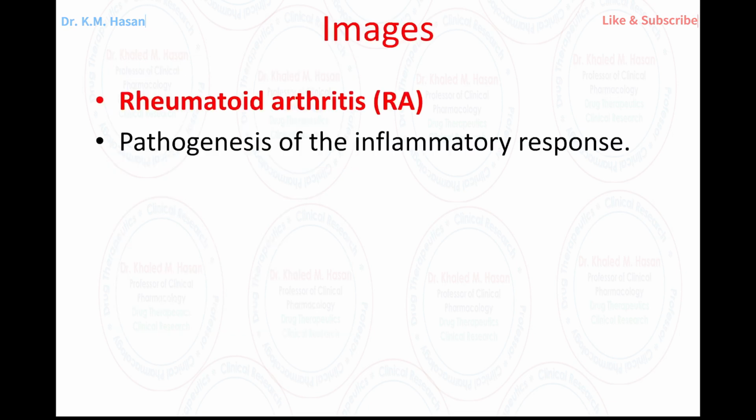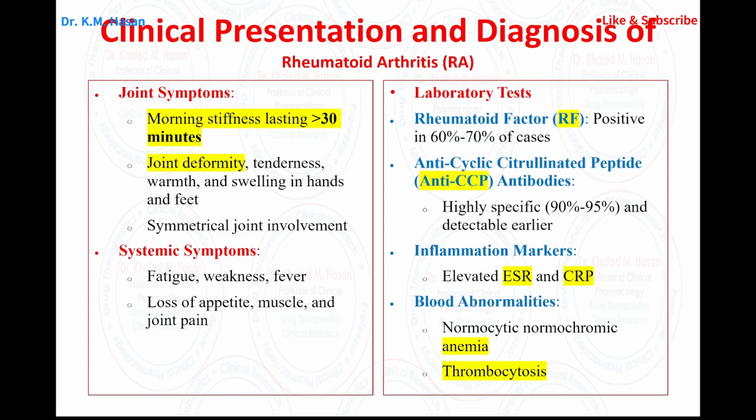Okay, we are going to present some images regarding rheumatoid arthritis after discussing the clinical symptoms and signs. Okay, what happens here with rheumatoid arthritis? We have the clinical presentation briefly, and again the diagnosis. We have two parts here. So we are going to discuss the clinical presentation and the diagnosis.